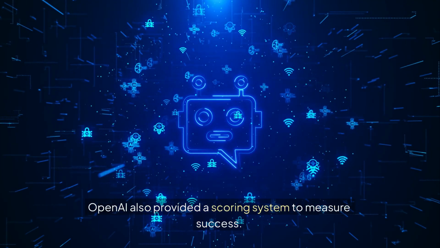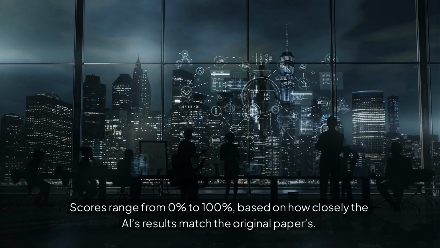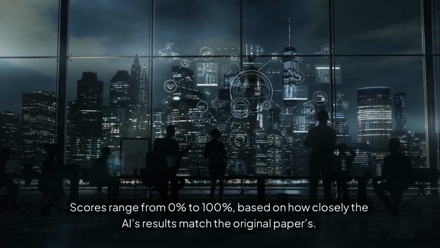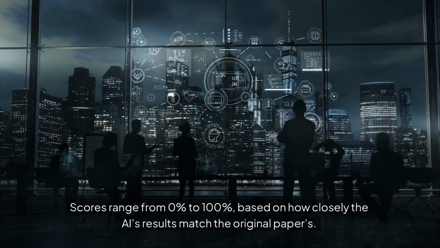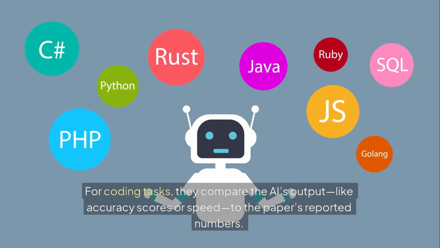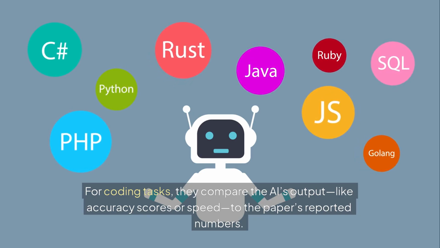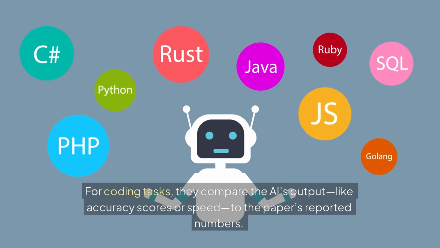OpenAI also provided a scoring system to measure success. Scores range from 0% to 100% based on how closely the AI's results match the original papers. For coding tasks, they compare the AI's output, like accuracy scores or speed, to the paper's reported numbers.